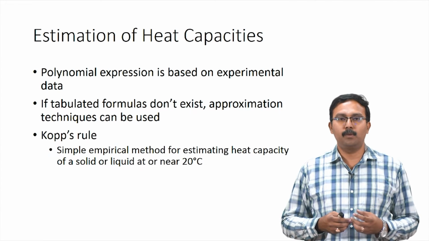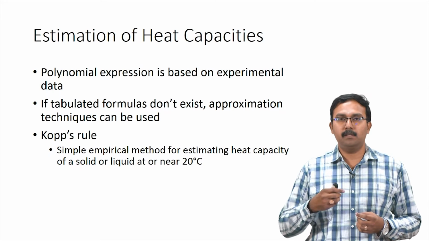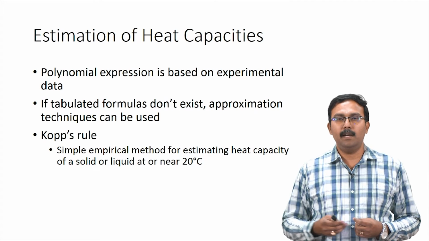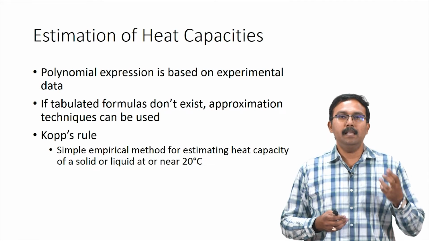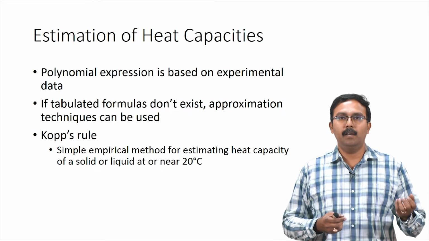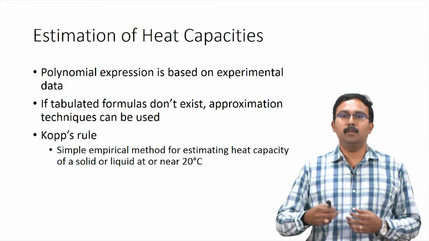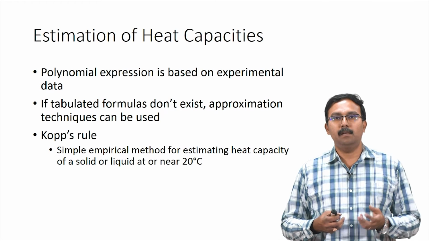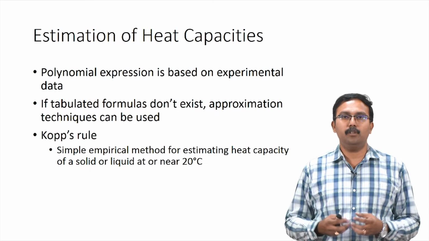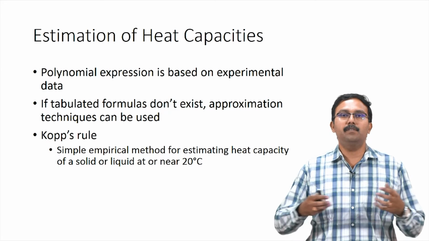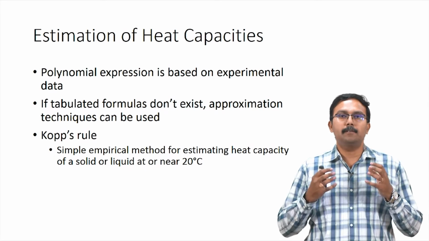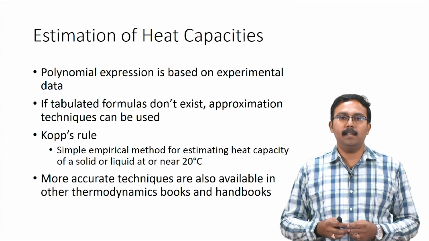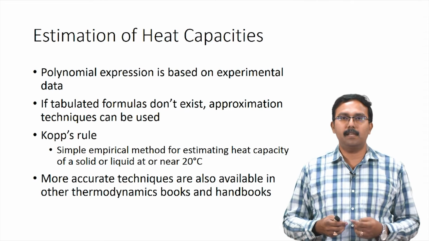One such method is Kopp's rule. This is a simple empirical method which is used for estimating the heat capacity of solids and liquids at around 20 degree Celsius. The logic here is that each element in the compound has a particular contribution towards the Cp value, and depending on the number of atoms of the element, we multiply it with the individual contributions, and the summation of all the contributions by individual elements gives us an approximate Cp value. This approximation is a very simplistic approach. There are much more accurate techniques available, which can be seen in thermodynamics textbooks and handbooks.